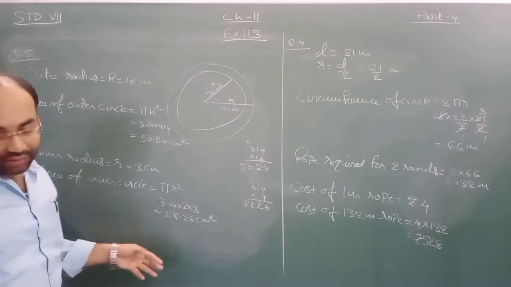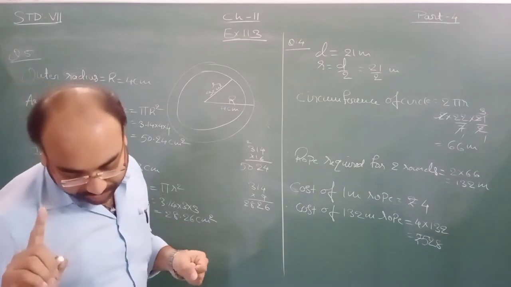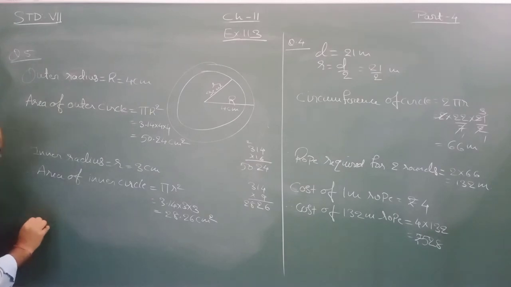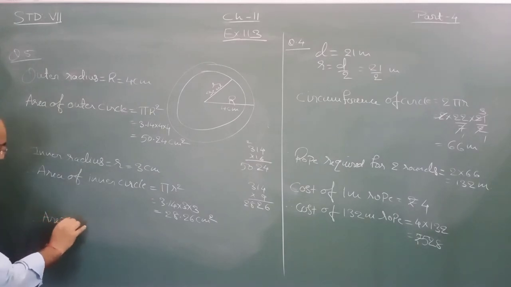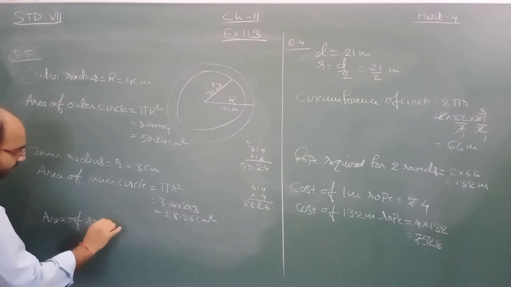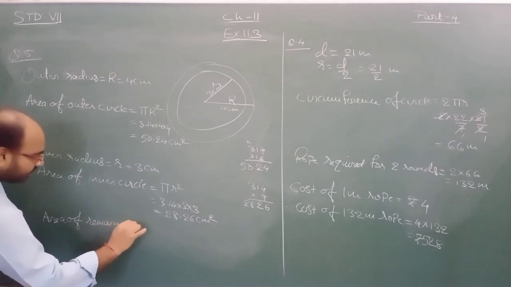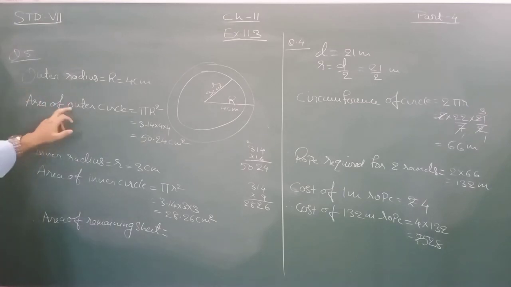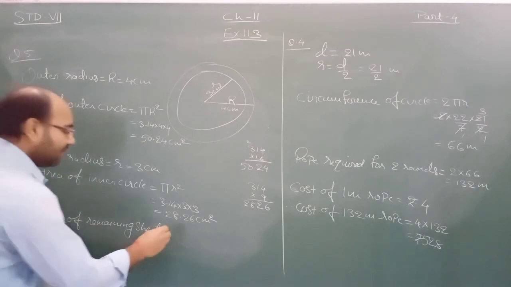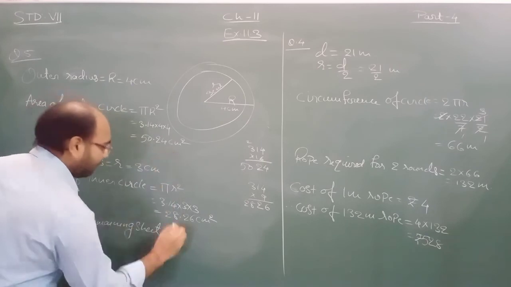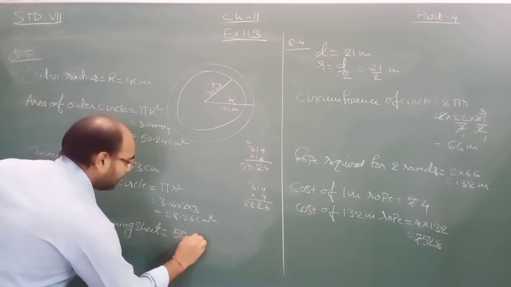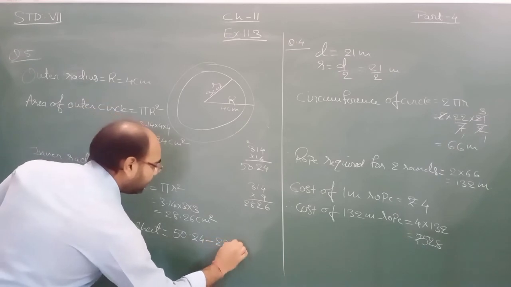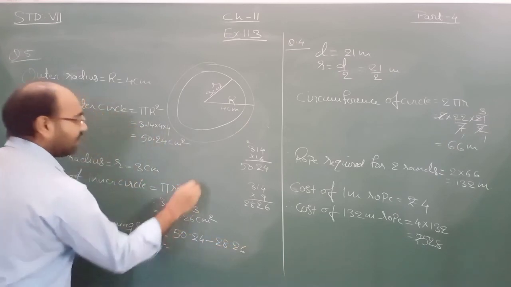Now what we have to find out? We have to find out the area of the remaining sheet. So the same thing we will write, therefore area of the remaining sheet, that will be equal to what, outer area minus inner area, we will do it. So that is 50.24 minus 28.26.